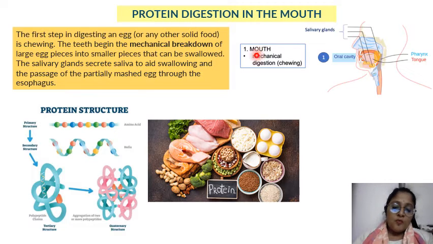Now over here we are showing how complex the tertiary and the quaternary structures are, compared to the primary structure and the secondary structure. These are all the protein sources that we get. So we will learn how we break these complex structures into a simpler form, so that we can absorb them in our body for its function.